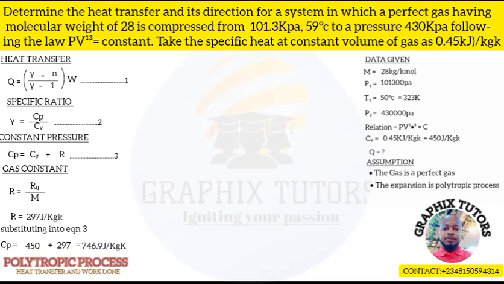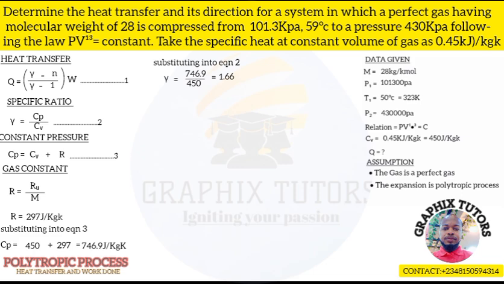So we've gotten that. Now you put it into our specific ratio, which says the specific ratio is equal to Cp over Cv. So what is our Cp now? 746.9 over 450 equals 1.66. So that's our specific ratio.